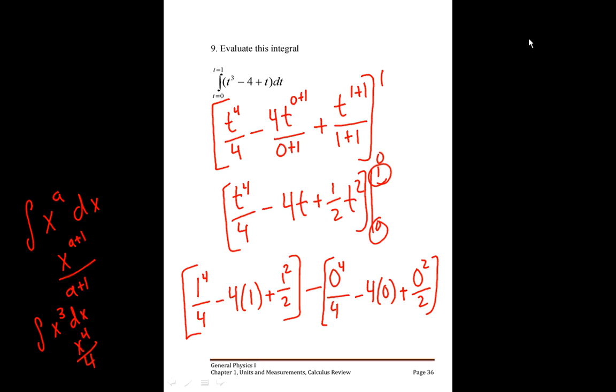Let's see, so that's 1/4 minus 4 plus 1/2. What is that? 1/4 plus 1/2 is 3/4. 3/4 minus 4, is that minus 3 1/4? I think that's right. I don't have it written down here.